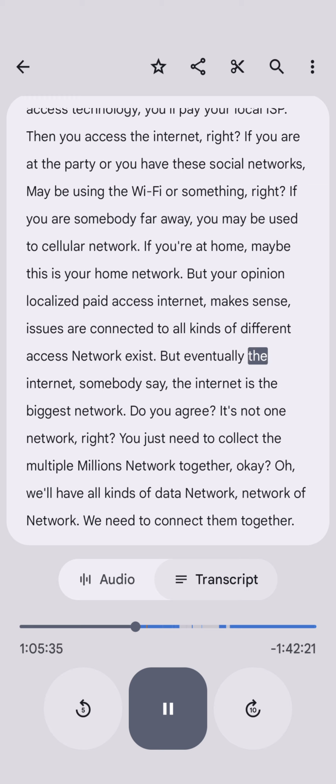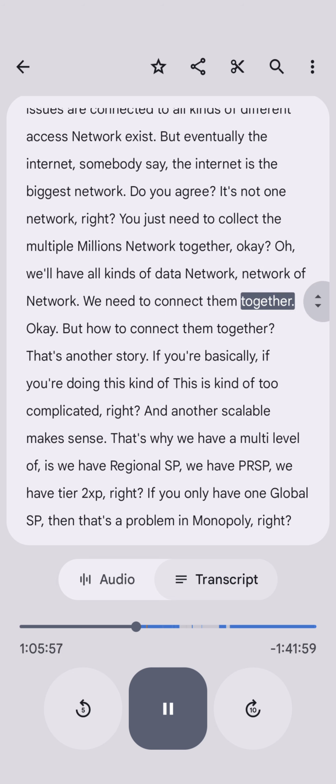But eventually, the internet, somebody says the internet is the biggest network. Do you agree? It's not one network, right? You just need to connect multiple millions of networks together. You have all kinds of different networks, and we need to connect them together. But how to connect them together? If you do it pairwise, it is too complicated, right? And not scalable. Make sense?